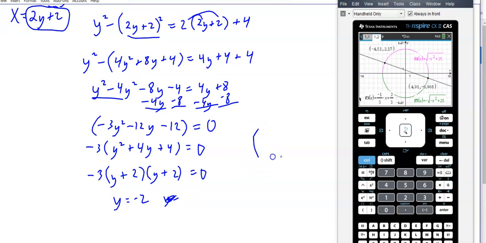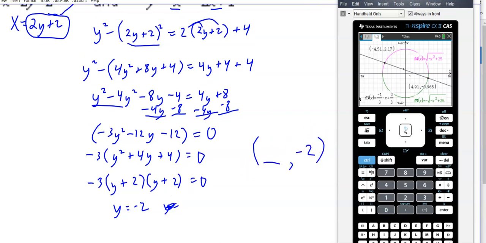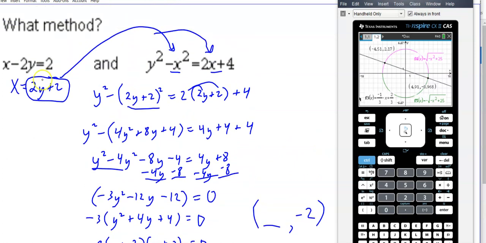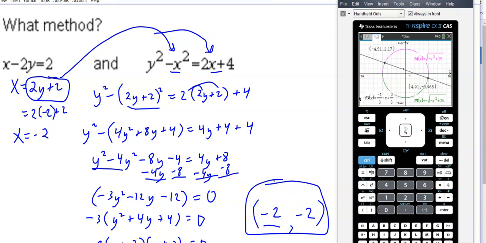Okay, so I know that my y value is negative 2, but I don't know what my x value is, right? So at this point, you could plug into this equation, x equals 2y plus 2. So this would be 2 times negative 2 plus 2, which is negative 4 plus 2, which is negative 2. Let me double check that. Negative 4 plus 2 is negative 2. So I get negative 2 comma negative 2. So I do get a solution here, that they do cross those two equations. You have a solution. So it just takes a lot of work to get there.